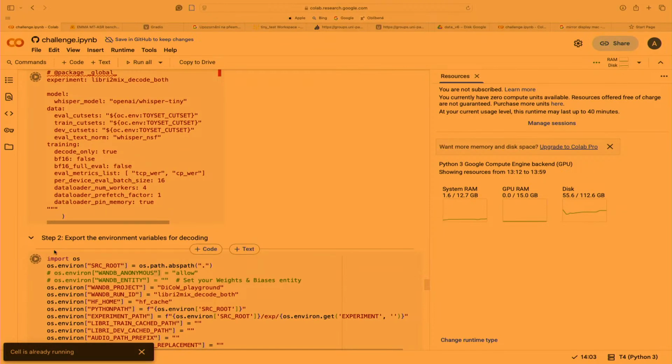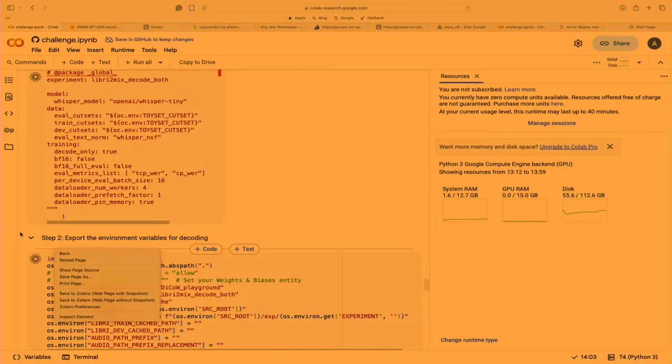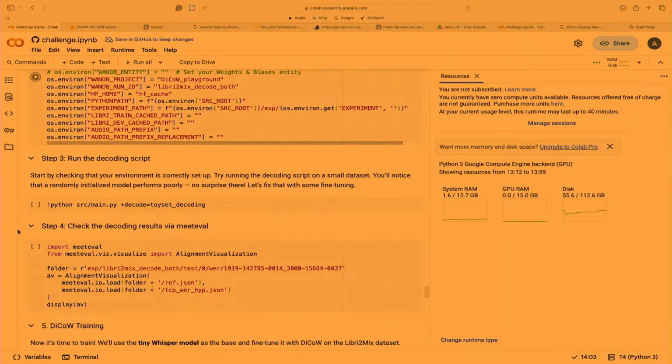Is it running for others? Okay. So you would imagine that there is the decoding, and afterwards, when you run this cell, you would see something like the model being initialized, data is being loaded, and then there is something like evaluation started, and it goes over all the data, then it finishes, and you will see some CPU word error rate.